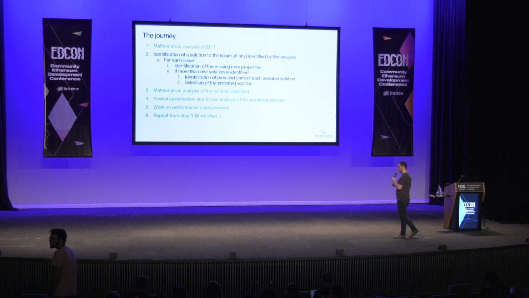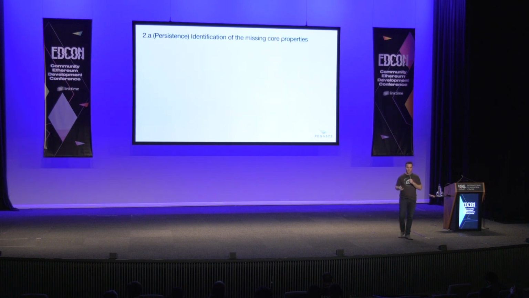For each of the issues identified, you need to identify the missing core properties. If you see that there is more than one solution, you need to evaluate the pros and cons of each solution and then actually select one. So let's look at the persistence issue. What we identified is that, let's say Q is the minimum number of validators that are required to collaborate in order to create a block. If you can guarantee that any 2 sets of Q validators always intersect in an honest validator, then persistence can be guaranteed.